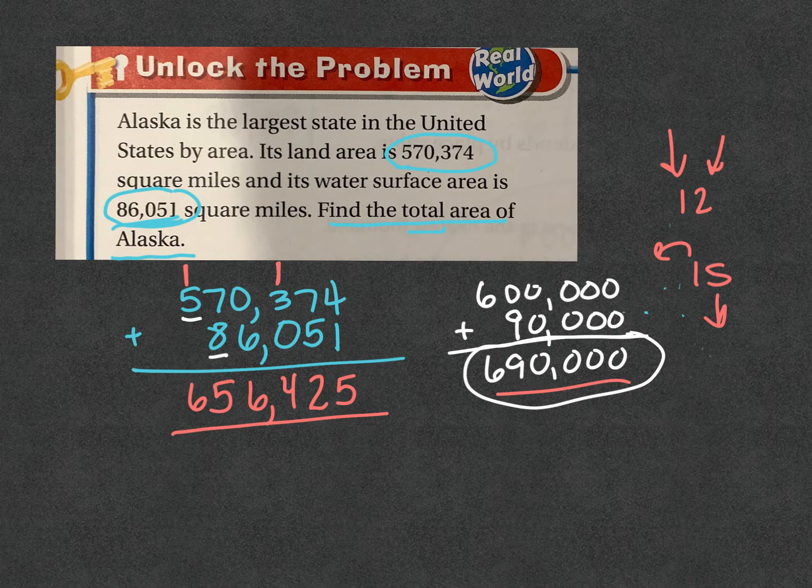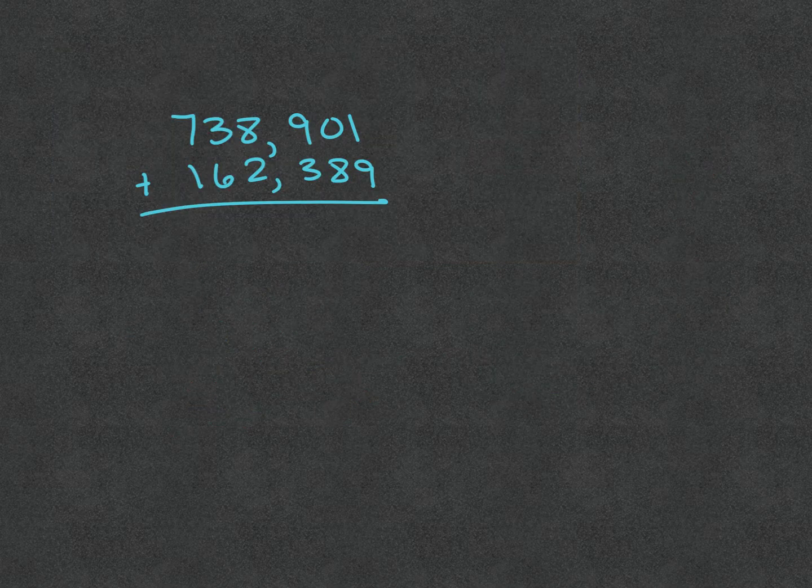And they were asking us about the total area of Alaska. The total area of Alaska is 656,425 square miles. And that's pretty much what this lesson is all about: do the estimate and then add. And just remember, if we have that spillover, we carry it over or we regroup. So let's practice a few more so you can feel like you're getting the hang of it.